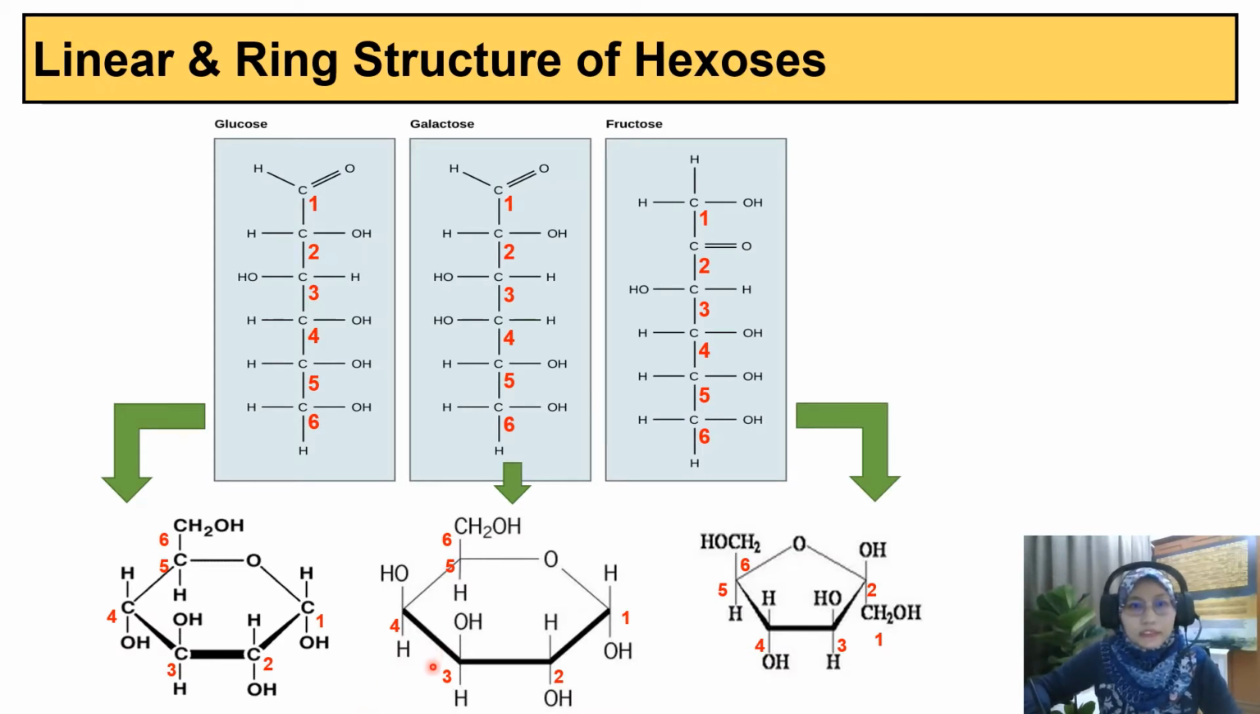Linear and ring structures of hexose. Hexose sugar, which have 6 carbon within the carbon skeleton, such as glucose, galactose, and fructose. In the aqueous condition, the ring forms are favored compared to the linear form due to its stability, which means in the aqueous condition, the linear form will convert into the ring form to become more stable.